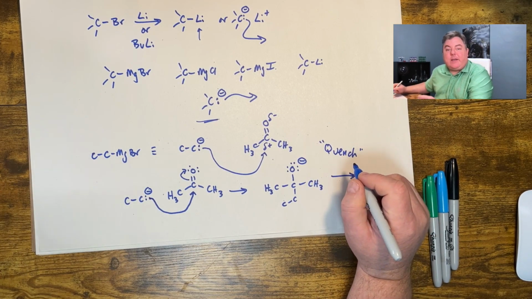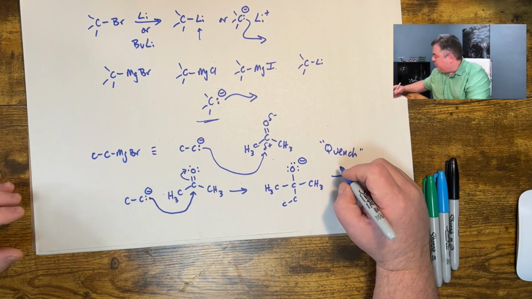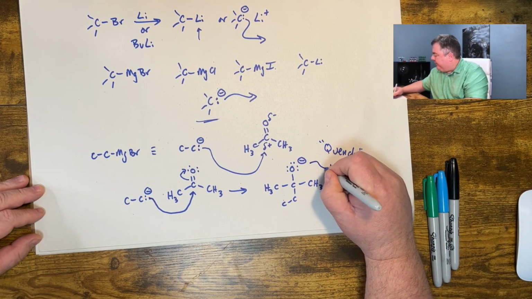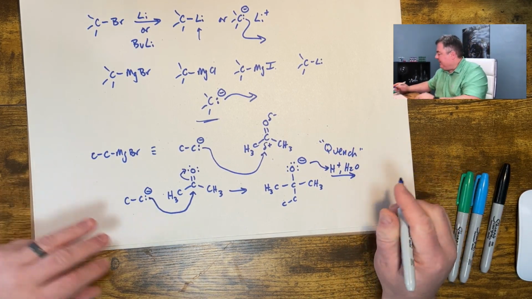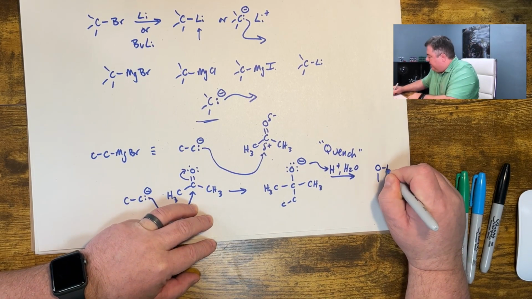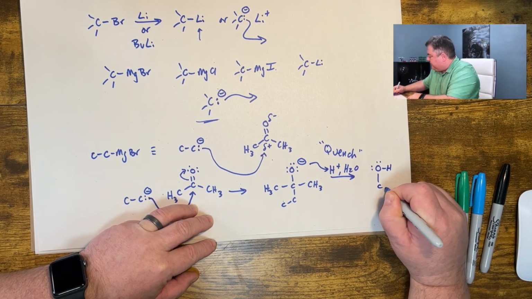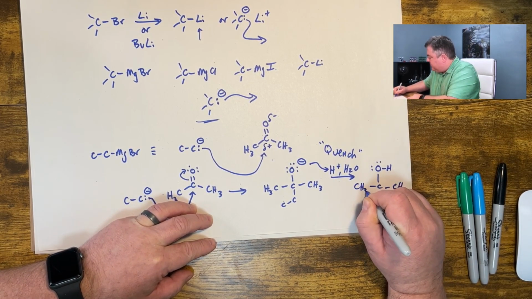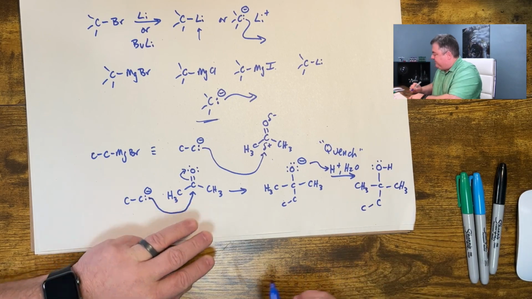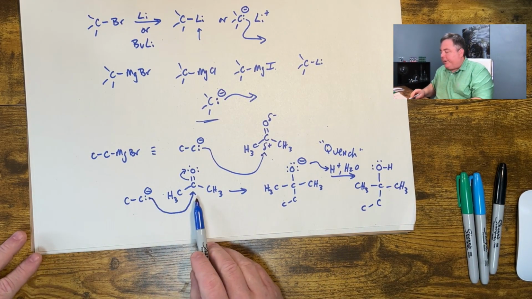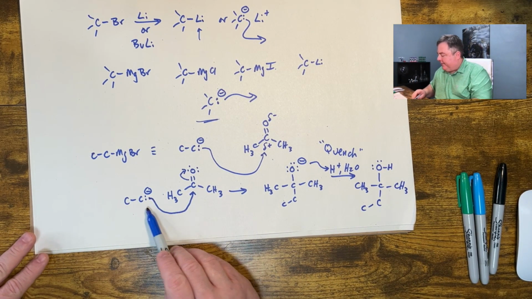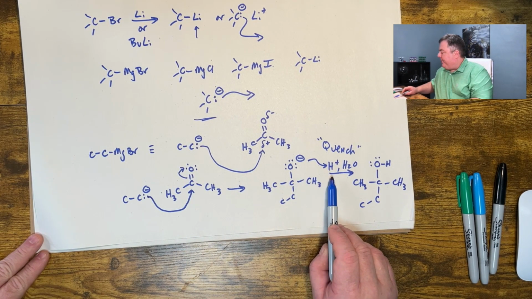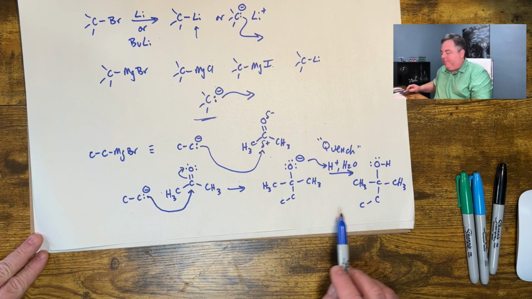And what that means is I would come along, add a little bit of acid and water. So this negative would grab a hold of the H plus acid, and that would make an alcohol. So a Grignard attacking a carbonyl ketone like this, it's a backside attack, electrons go up, they stay up until I quench, and it becomes an alcohol.